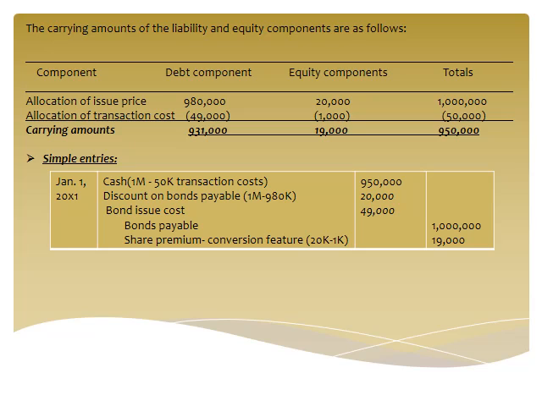The carrying amounts of the liability and equity components are as follows. We have the allocation of issue price. 1 million issue price, 980,000 is allocated to the debt component, equity component 20,000. And based on the computation from the previous slide, the allocation of transaction cost, 49,000 for the debt component and 1,000 pesos for the equity component. So the carrying amount ng liability on January 1 upon issuance is 931,000. Bakit dineduct si transaction cost?